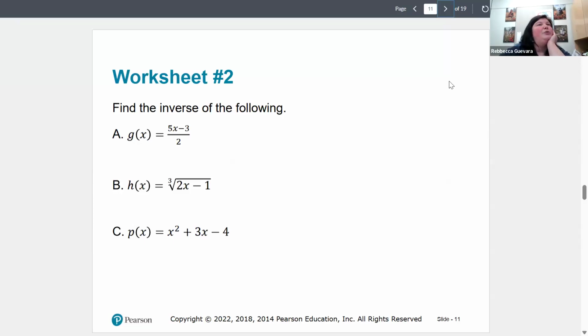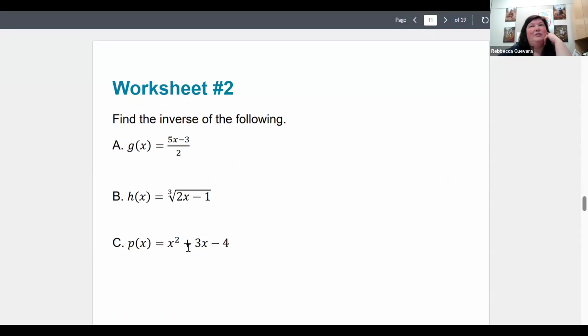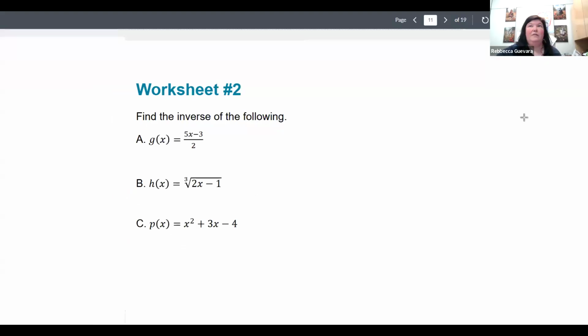For your worksheet number 2, you have 3 problems here. See if they have, and we'll look for their inverse and see if they actually do have an inverse. Then we'll come back and check our answers. All right, so let's start with A.